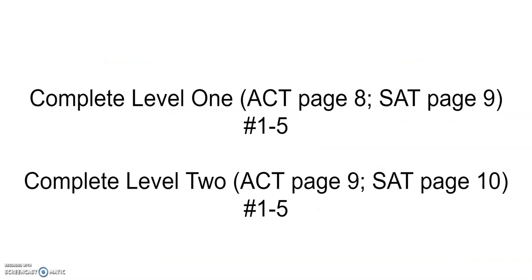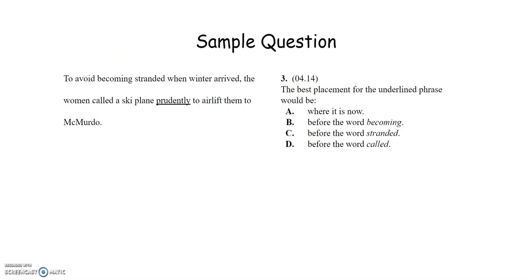Here's some practice problems. If you'd like some more practice, all the answers are in the back of your packet. But for now, we are going to do a sample question together. So we have the sentence, to avoid becoming stranded when winter arrived, the women called a ski plane prudently to airlift them to McMurdo. So we can see that the question asks for the best placement of the underlined phrase. We're going to dive into this a little bit more in a second about how to recognize modifiers, but basically anytime you see that placement in the question, you know you're dealing with a modifier question.